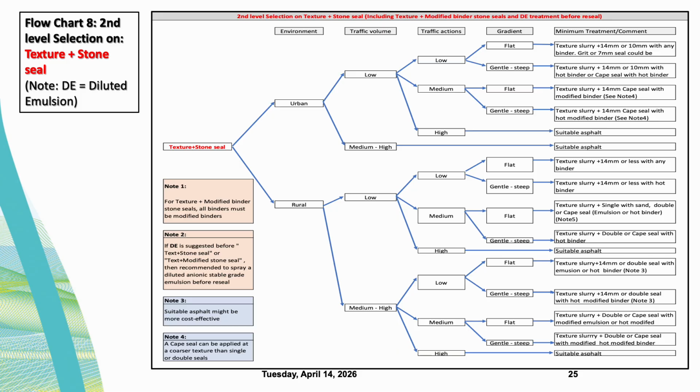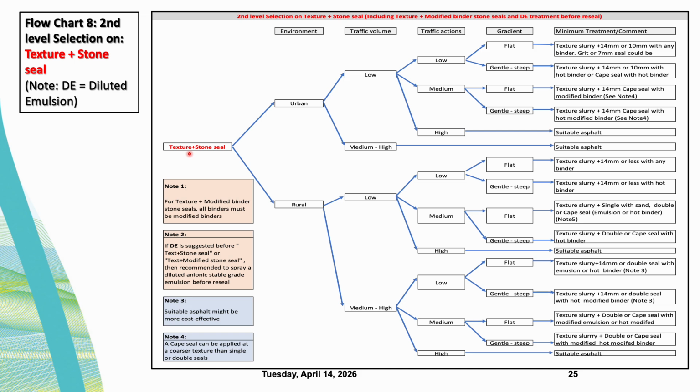This is the last flow chart. If you want texture and stone seal, the same principle. You go through the arrows, you go through your environment, your traffic volume, traffic actions and gradient, and here in the last column you've got the minimum treatment, comments, what can be done and what are the solutions.